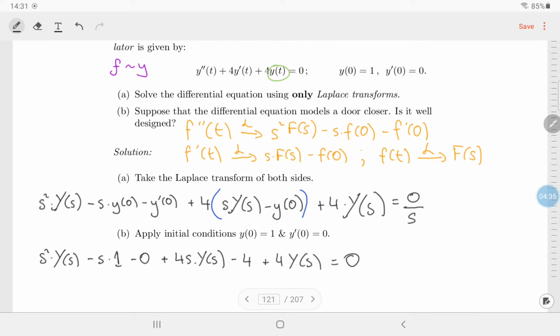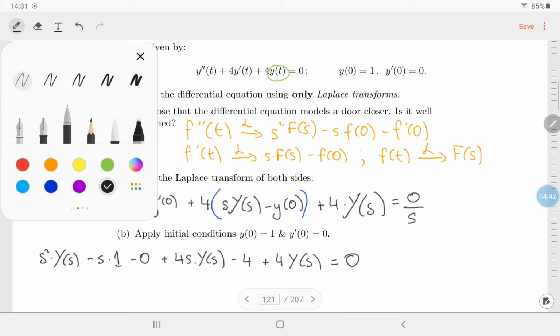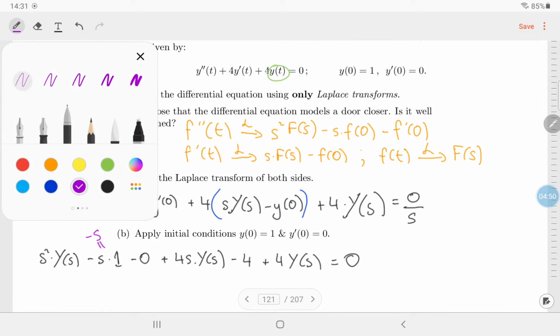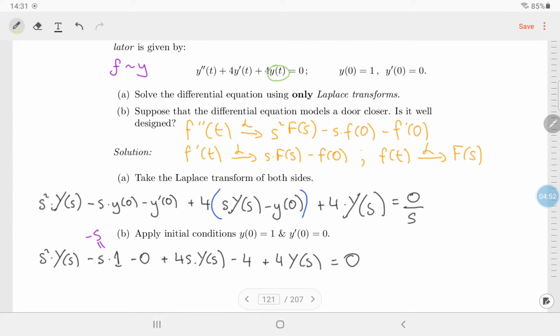Now what we want to do now is solve that. I'm just going to write it down off screen. Now it's probably worth saying that first of all, this is minus s times 1, which is just minus s. And we're going to be solving for big Y of s on the next page. So you want to get all the Y of s on one side. So get rid of this minus s by adding s to both sides, and get rid of this minus 4 by adding 4 to both sides.